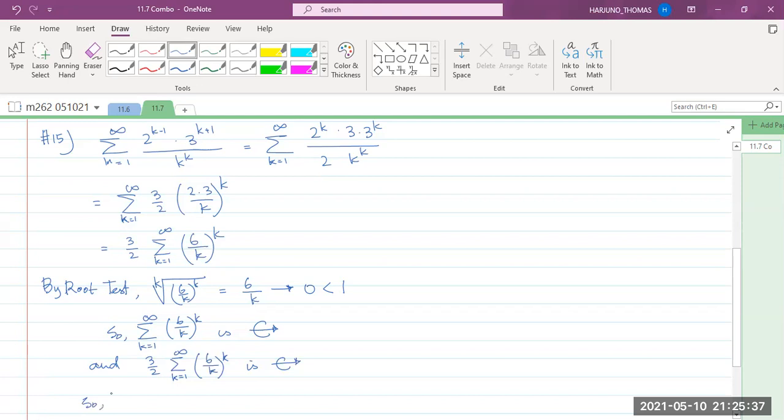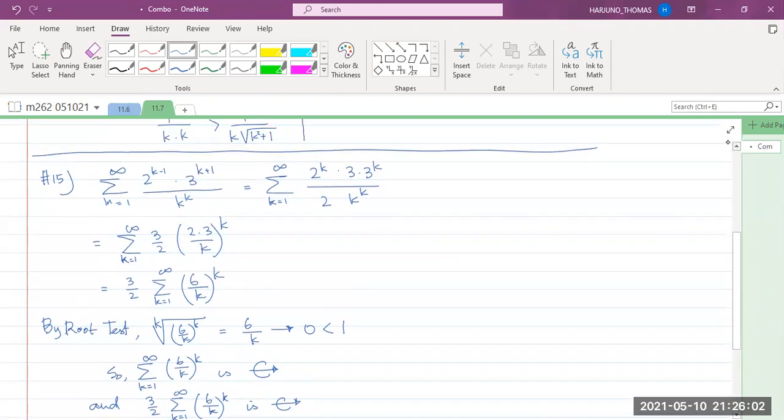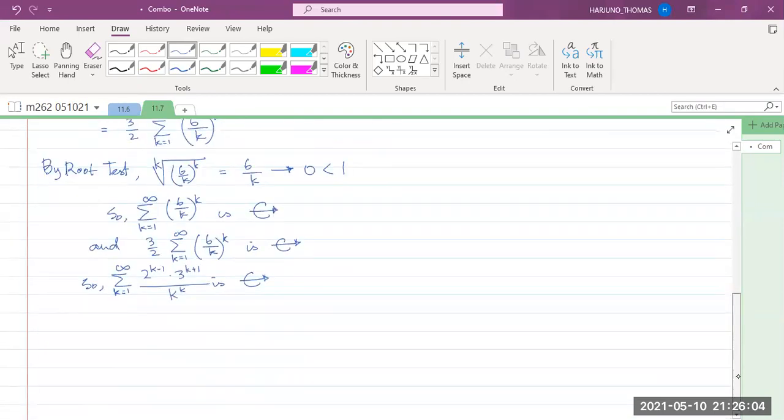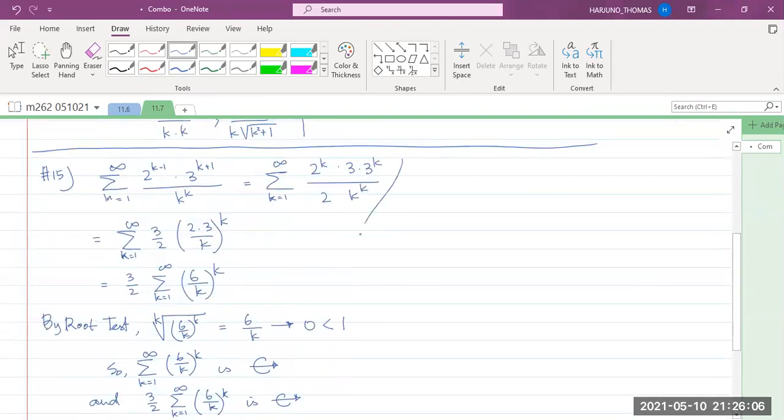So the original, let me copy the series again. So a lot of massage here, huh? The series is convergent. In fact, it is absolutely convergent, but it's not necessary to say it's absolutely convergent because the terms are already positive. That's for number 15. Where's my number 19 I wrote earlier? Okay, let me write number 19 here.